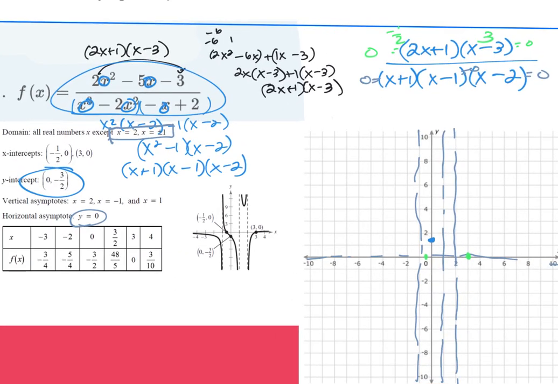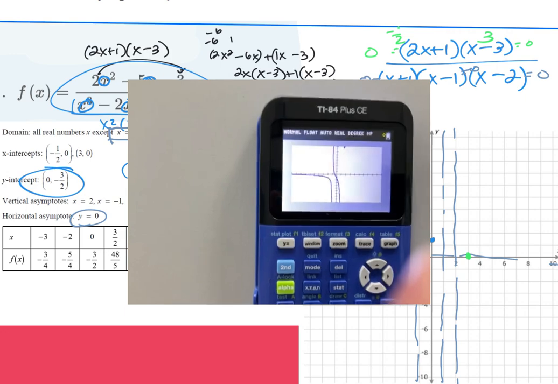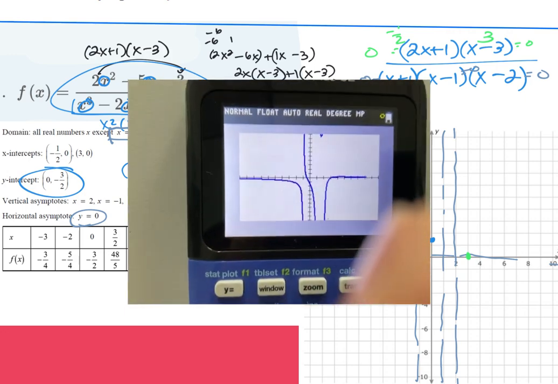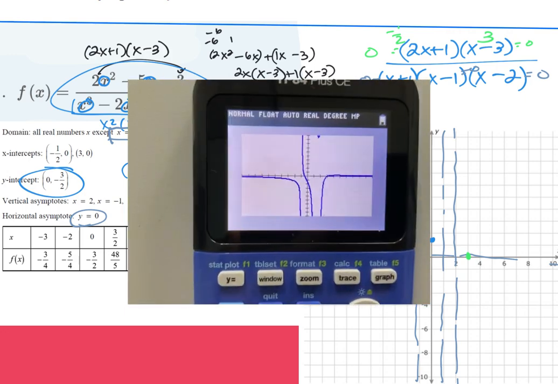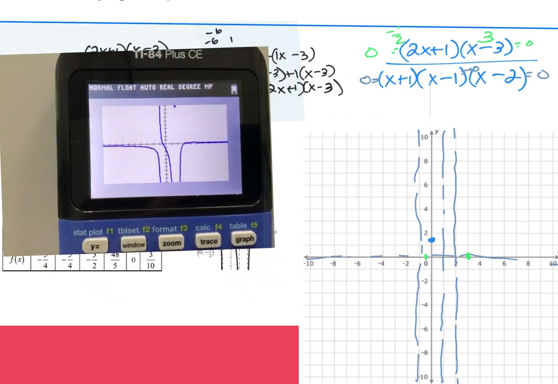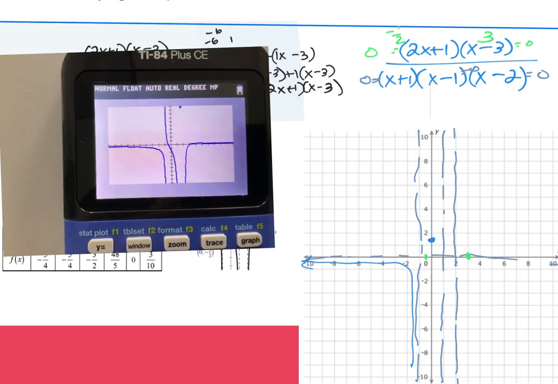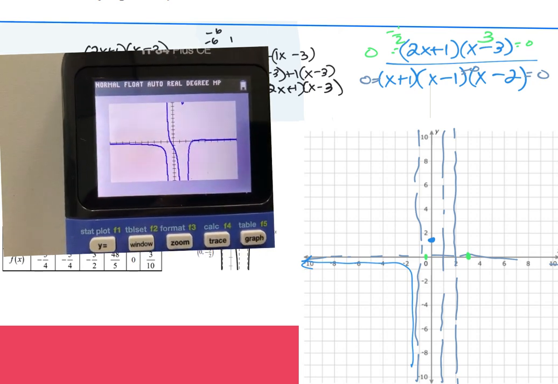2x squared minus 5x minus 3 divided by x to the third minus 2x squared minus x plus 2. So I see that it's down on the left-hand side, so I know my curve does this on the left-hand side. I see that it's that cubic shape in the middle.